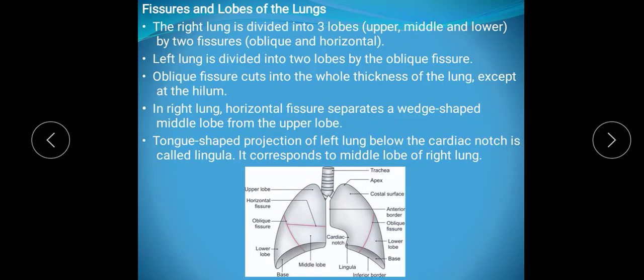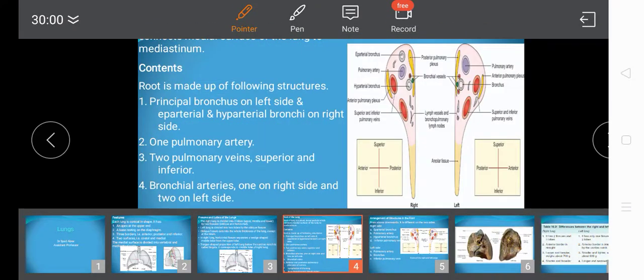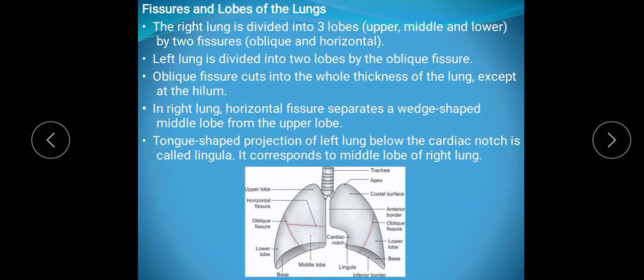Then the fissures and lobes of the lung. This is the right lung. It is divided into three lobes, upper, middle, and the lower lobe, by two fissures. This one is the oblique fissure. This one is the horizontal fissure. And the left lung has two lobes, upper and lower lobe. These two lobes are divided by the oblique fissure. This one is the oblique fissure of the left lung. This oblique fissure cuts the lung through its whole thickness except at the hilum.